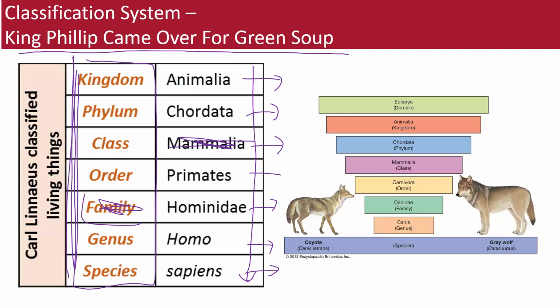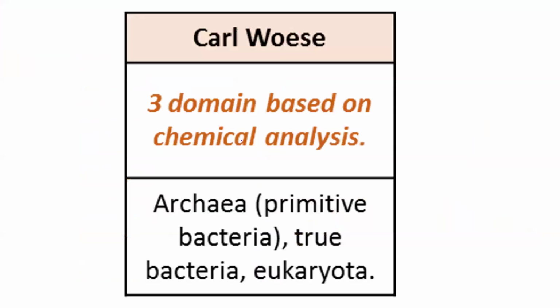Right, classification. There's a guy, Carl Woese, and what he did is he came up with the names of the kingdoms. Not much about him really.